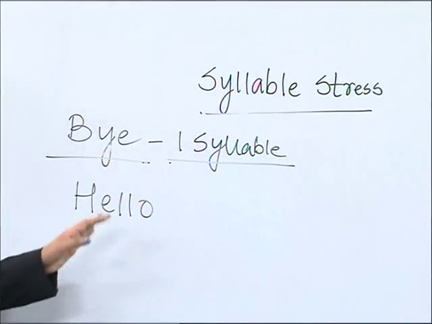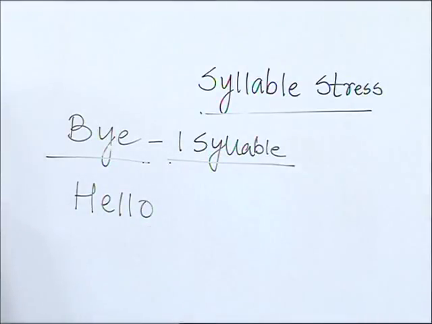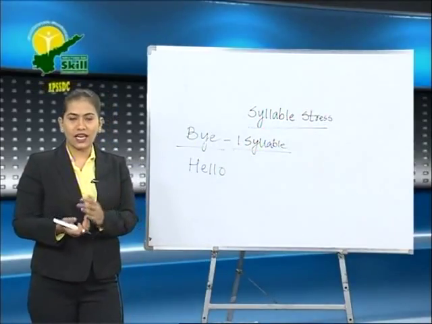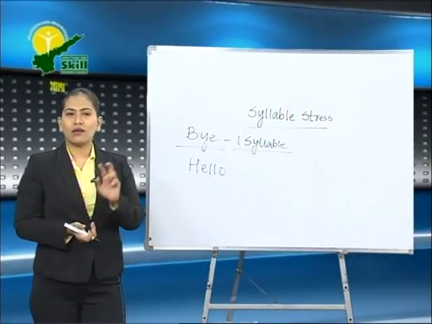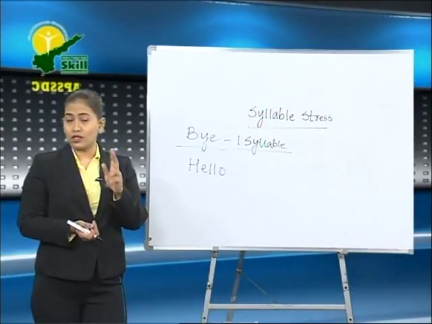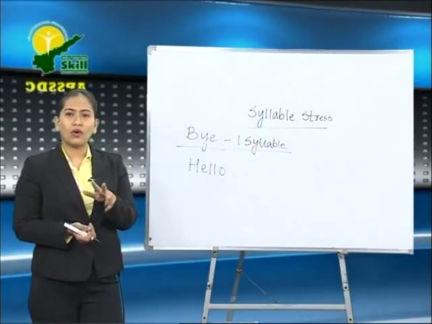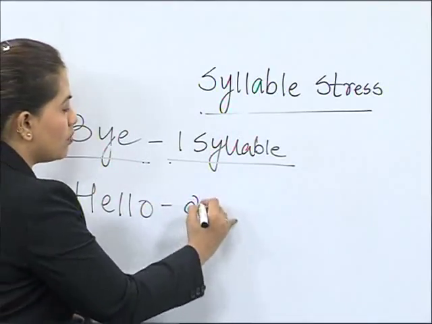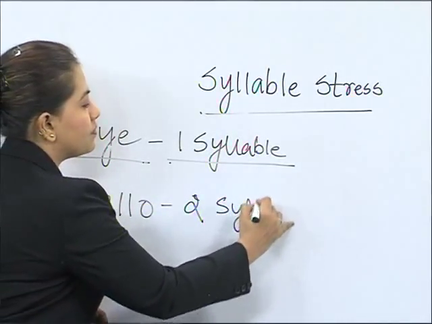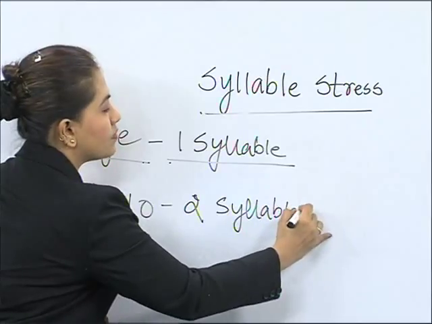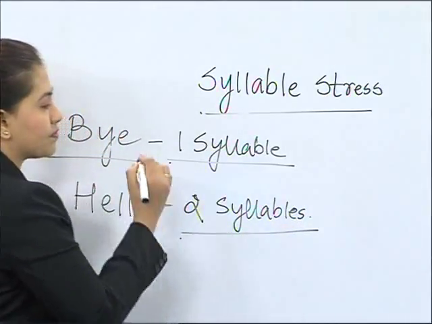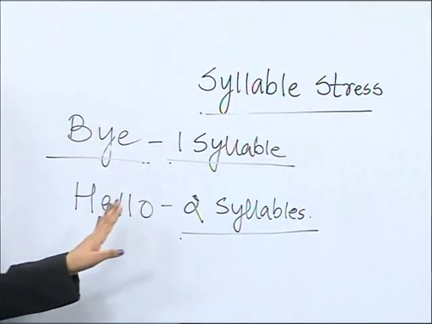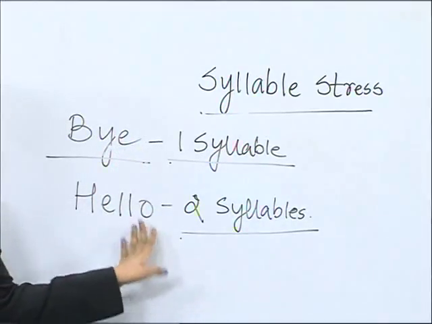And then we have a second word, which is hello. When I break this word and use the same clap method, hello. So once again, hello. I'm breaking it. It's a two syllable word because there are two vowel sounds attached to it. So hello has two syllables to it. Okay, so once again, bye has one syllable and hello has two syllables.